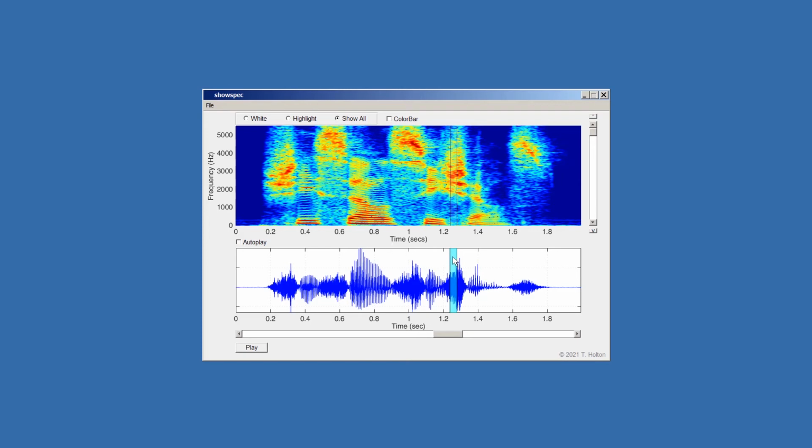For example, here's the sh from she. It shows a broad peak about 3 kilohertz. Here's the E from she. And this has the very characteristic spectral structure of vowels.